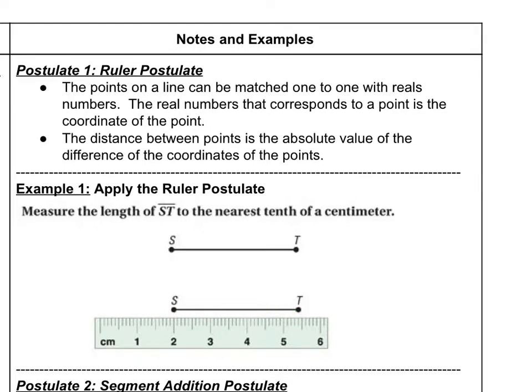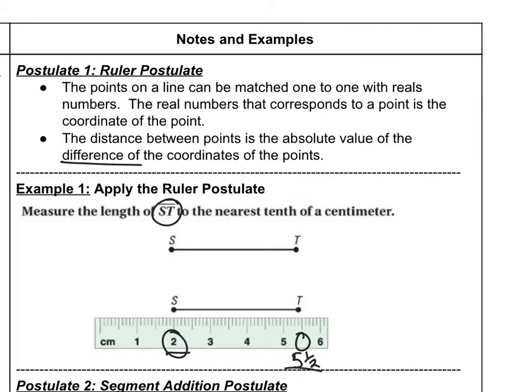However you choose to do that, some people would probably line it up so that it starts here and then extends that way. But we didn't do that here. We brought it down to the 2 and to 5.5. So in order to determine the length of line segment ST, we have to find the difference of the two coordinates that it works with.